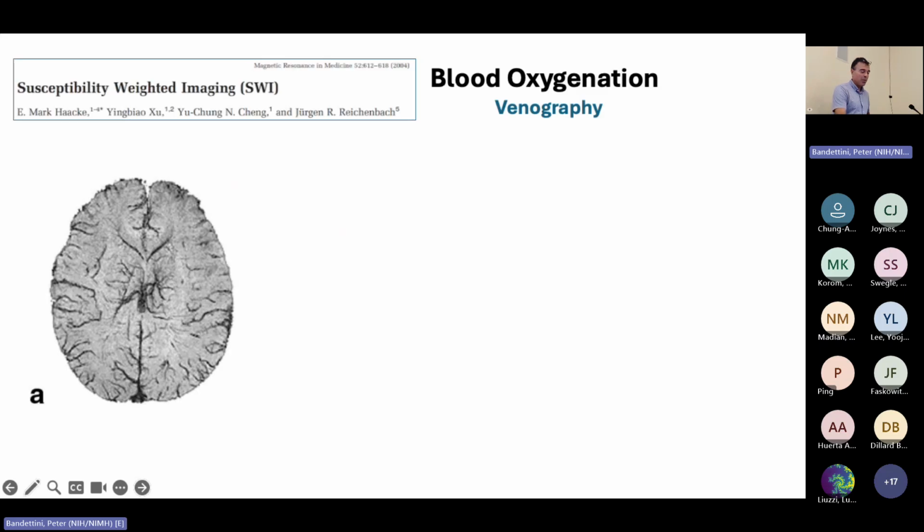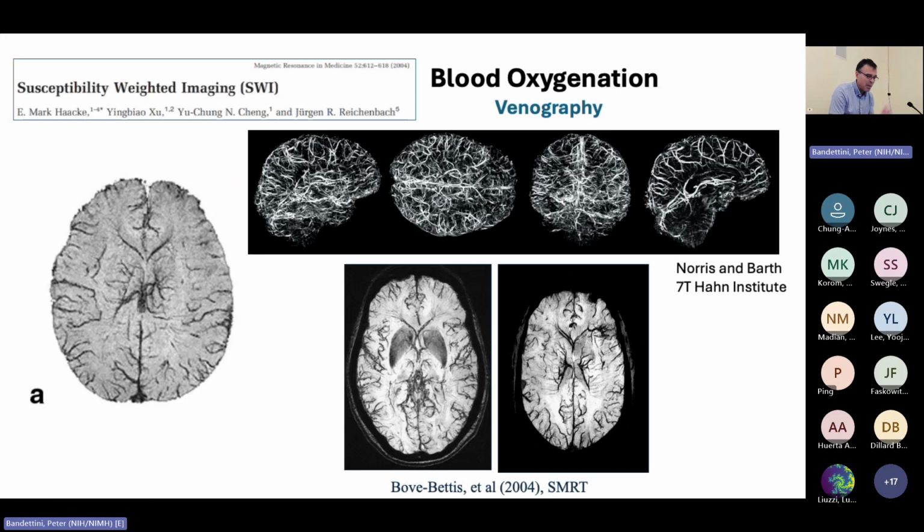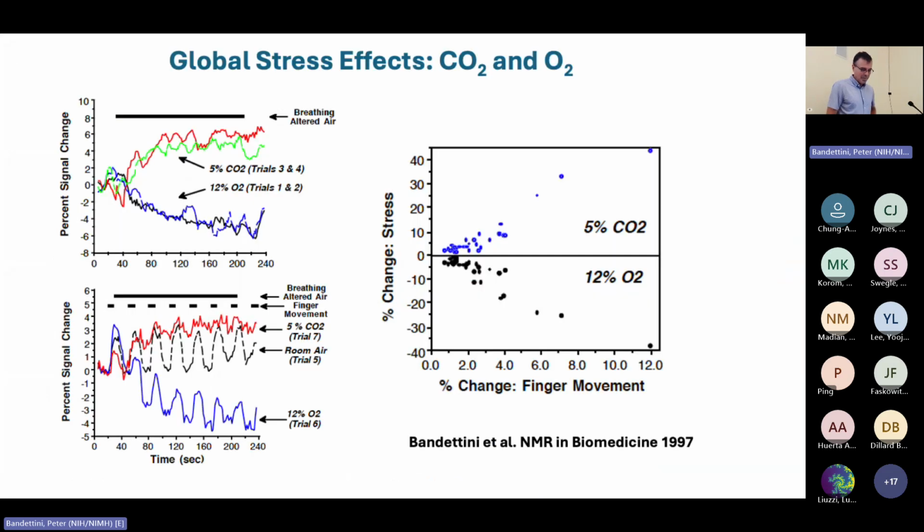One of the first SWI images was made by Mark Haacke in 1994. Yeah. And then there are other methods. It's become incredibly good. There are even more spectacular images here. All right, I will continue on a little bit longer, but I don't want to keep you too long.